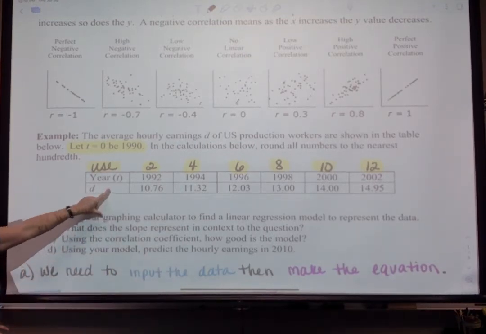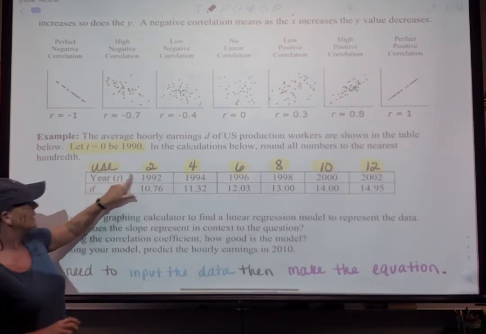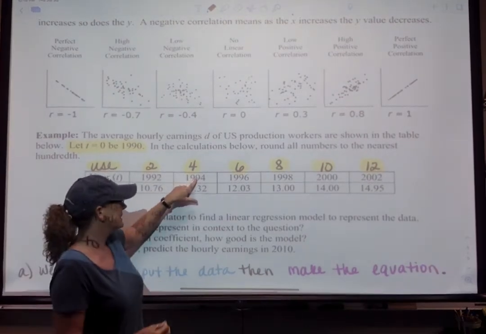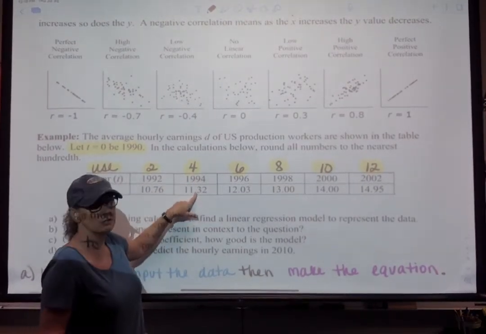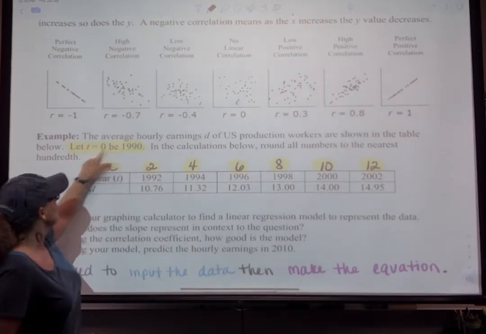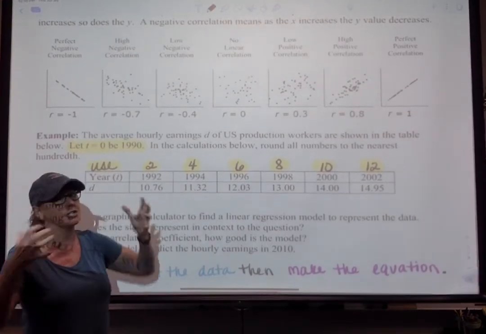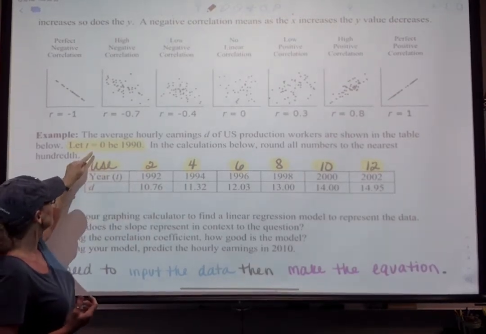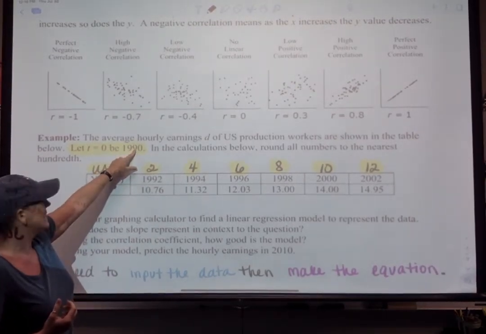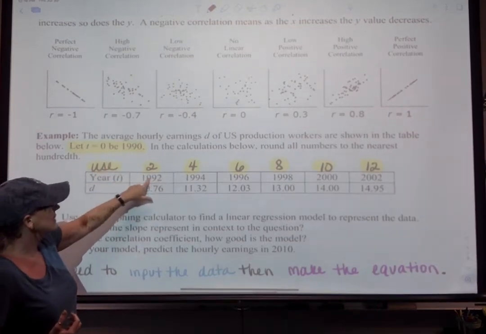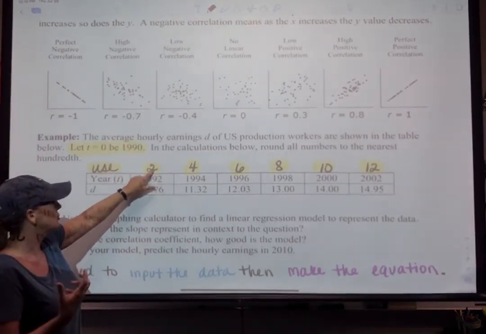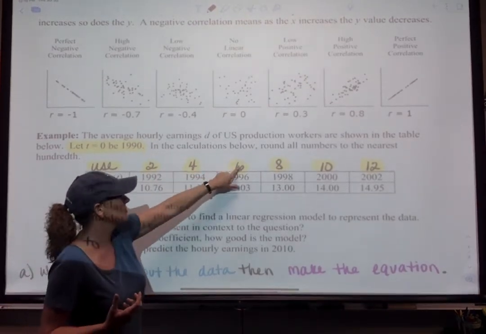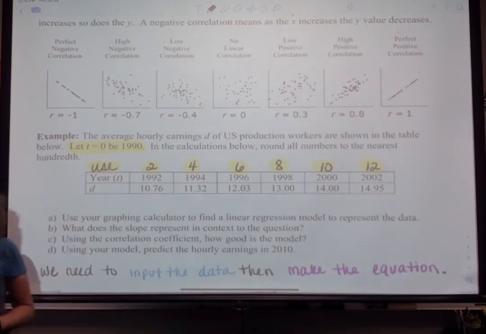Now, one stipulation is that instead of putting 1992 for X and 10.76 for Y, and 1994 for X and 11.32 for Y, we're not going to use such huge numbers. Let's let 0 be the year 1990. Therefore, 1992 would be represented with a 2 because it's been 2 years since 1990, then 4 years since 1990, and so forth.